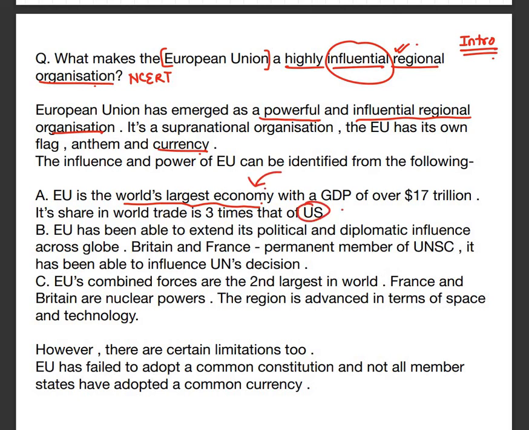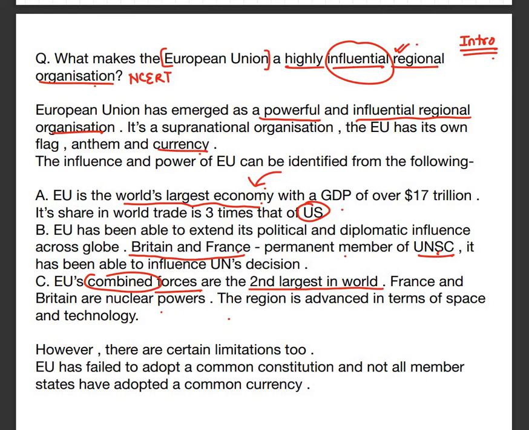European Union, we know it has emerged as a powerful and influential regional organization because it has its own flag, its own anthem, currency. And why is it so? Because the EU is the world's largest economy. Why is it influential? Because it is the largest economy. In comparison with the US, its GDP as calculated in 2016 was over $17 trillion. So here you will give factual information to prove how the European Union is influential economically.